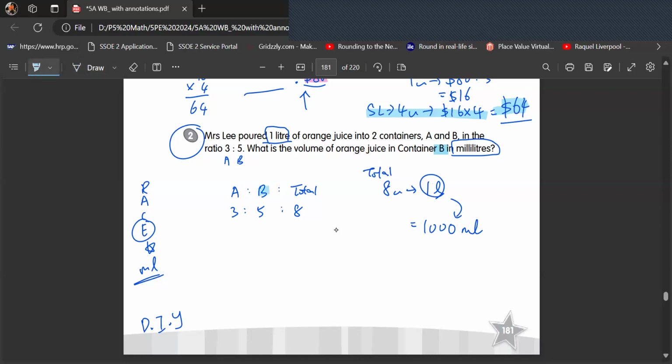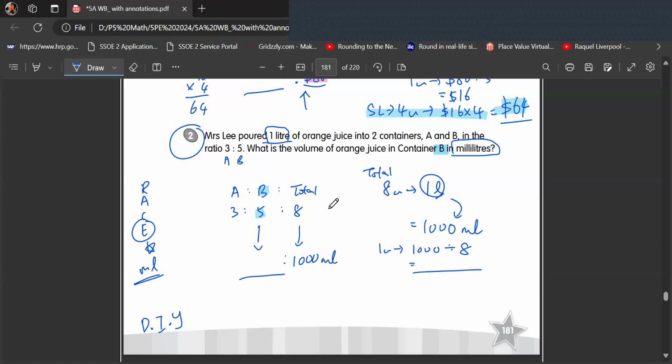Then you're supposed to find B. Can you continue with the steps here? So you can find 1 unit using 1000 divided by 8, and then find 5 units here. Yeah, some of you I know you're getting it already. So B is 5 units, and then 5 times, and then you got the answer in milliliters.